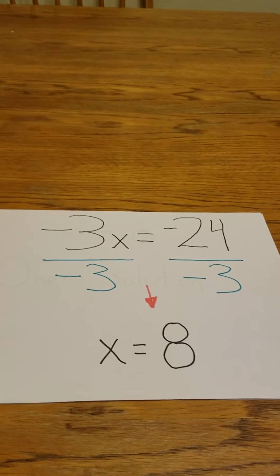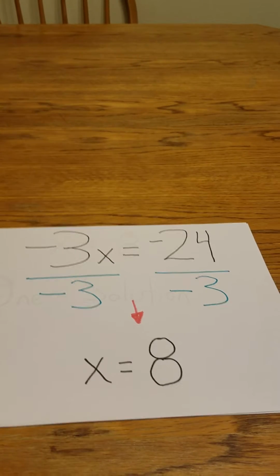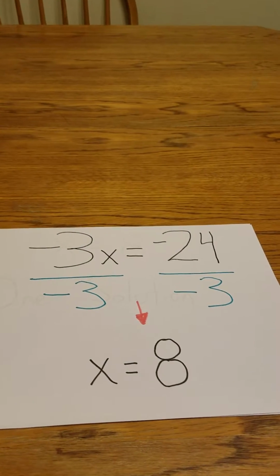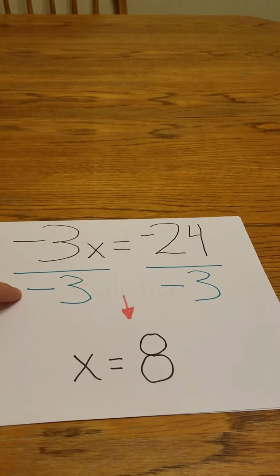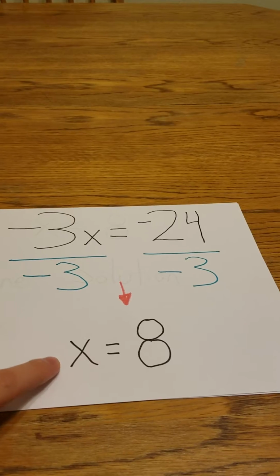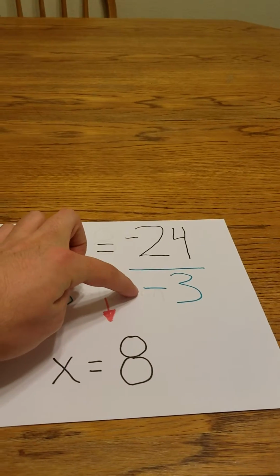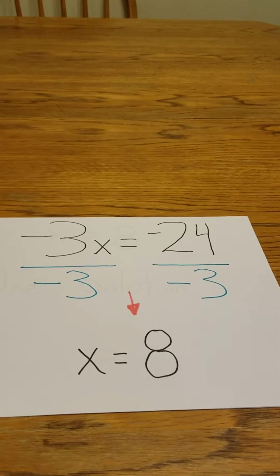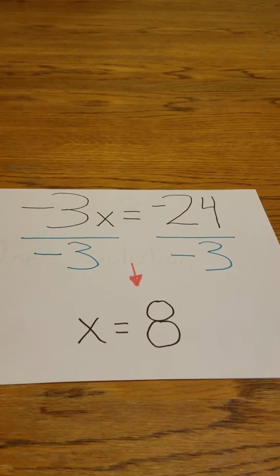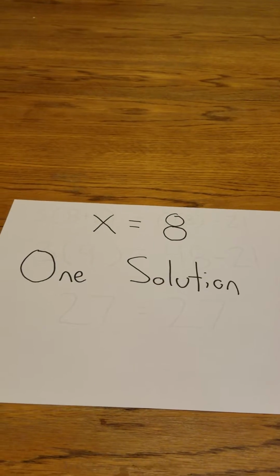The last thing I need to undo is the negative 3 being multiplied on x. The inverse operation of multiplication is division. So I'm going to want to divide by negative 3, because negative 3 divided by negative 3 is 1, which is the number I want in front of my x. I want a 1x. Because I'm dividing by negative 3 on the left, I'm going to also want to divide by negative 3 on the right. Negative 24 divided by negative 3 is 8. This means that x equals 8 is my one solution.